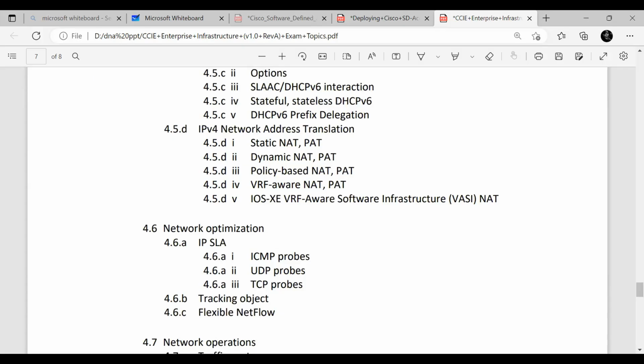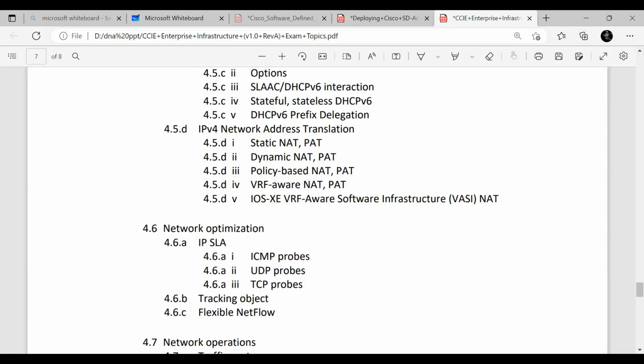Okay, and then we've got network optimization: IP SLA, and then you have ICMP probes, UDP probes, TCP probes, tracking objects, and flexible NetFlow. Then we've got network operations. We'll check under network operations.